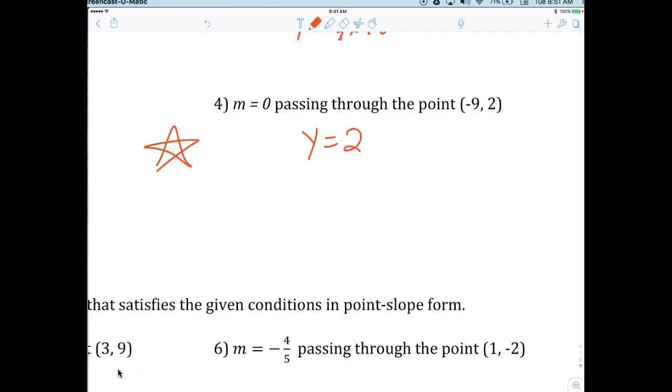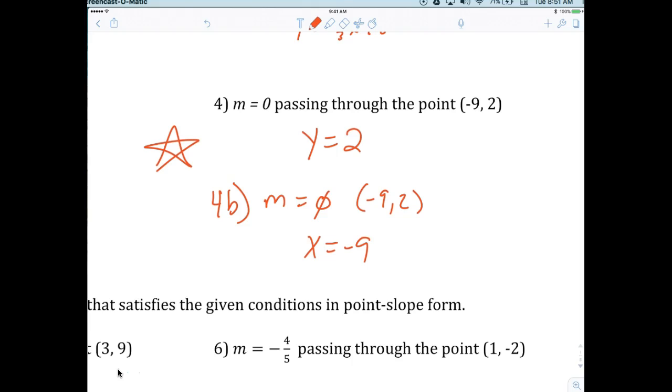Now, listen, this is like question 4b. m is undefined, passing through that point. What will be the equation? Remember, if its slope is 0, it's y equals -9. If it's undefined, it's vertical, right? So vertical is x equals what? -9. Very good. x equals -9.